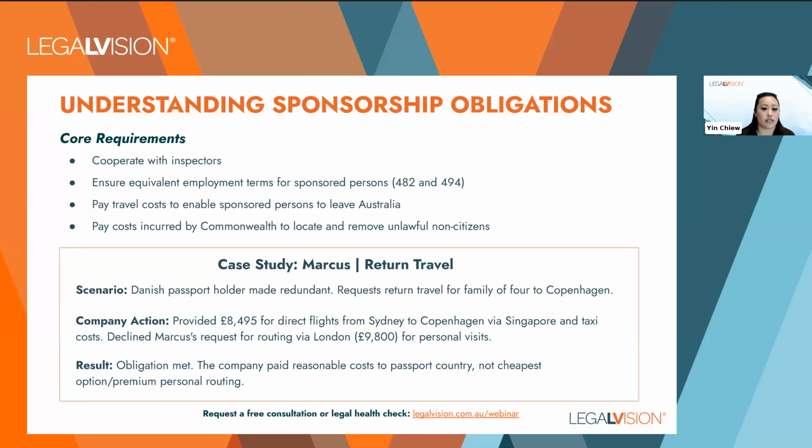Okay, I won't go into the next obligation, pay costs incurred by the Commonwealth to locate and remove an unlawful non-citizen. It's a very rare situation where that would occur, but it typically means that if for some reason your sponsored employee becomes unlawful and they are therefore detained by the Department of Home Affairs, the Australian Border Force, then the sponsored employer may receive a bill from the Department of Home Affairs to pay for the travel costs to return. But actually detaining someone in immigration detention is very serious. It often does not apply to everyone. So we'll move on to the next slide as well.